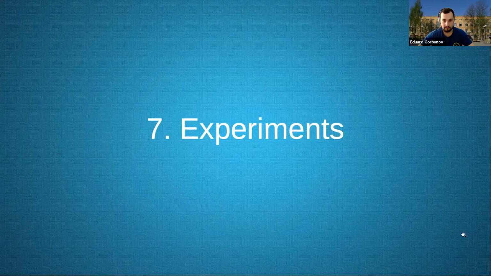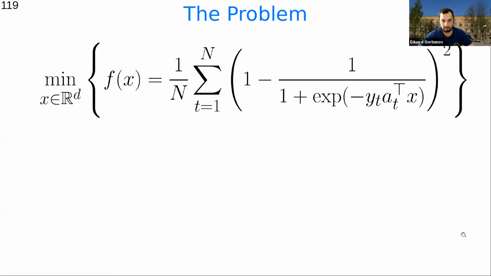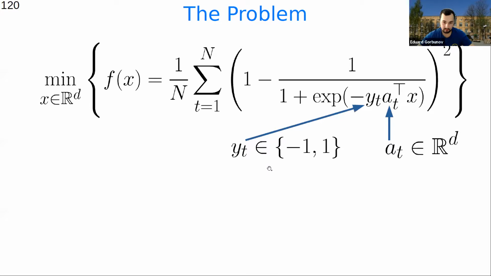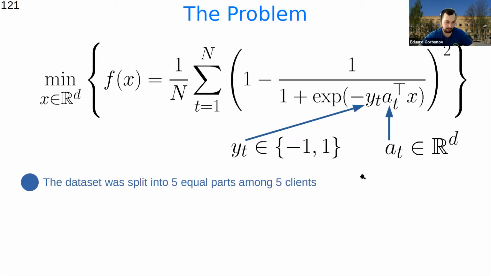So then I can show you some results of numerical experiments. We tested MARINA and DIANA and variance reduced versions of these methods on the following problem. Here, y_t is either -1 or 1. It's a binary classification problem, and a_t are some feature vectors. And we split the data sets into 5 equal parts, each among 5 clients.